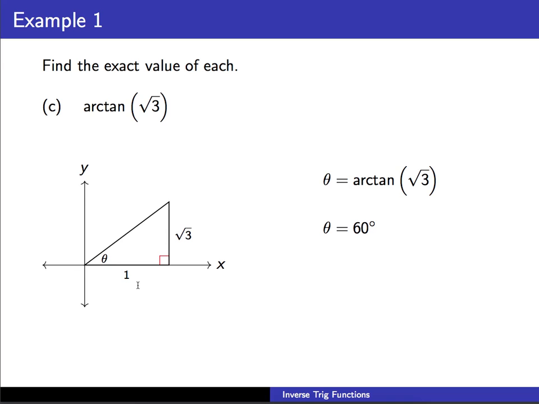The angle that has that is 60 degrees. It's a 30, 60, 90 triangle. So 60 degrees in radians is pi over 3 radians. In other words, the tangent of pi over 3 gives us square root of 3.